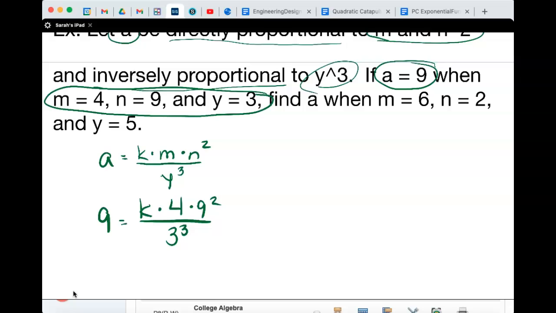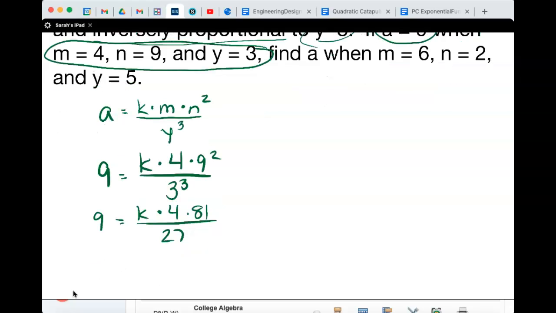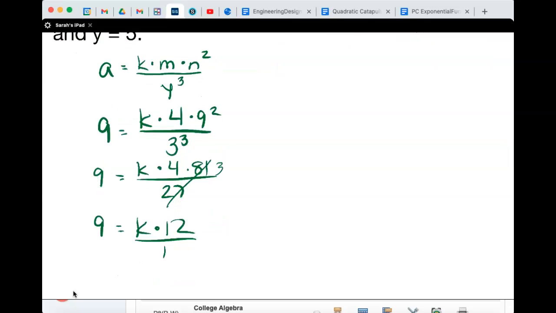So hopefully this comes out nicer than what it's looking. 81 divided by 27 is like 3. Taking a shot in the dark. So then the 4 times 3 is 12, and I can divide by 12 to both sides. So that reduces to 3/4. Okay, so that's my constant multiplier.